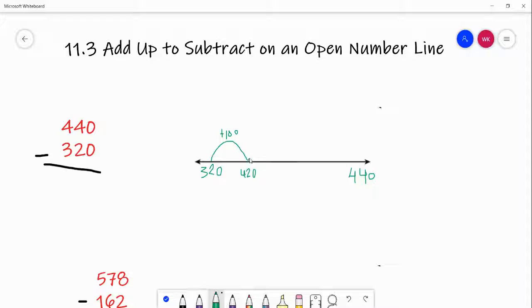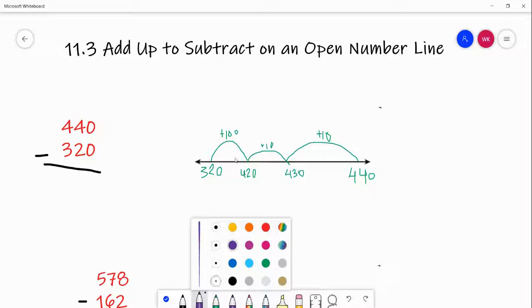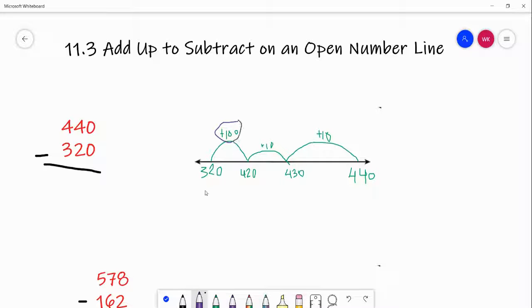We have 10, which gives us 430, and I'm going to write right up here, we added 10, and now we're going to add another 10, and look at that, we landed on 440 by just adding another 10. So now we are going to look at our answers up here, or what we added, how many we added. So we added 100 plus 10 plus one more 10.